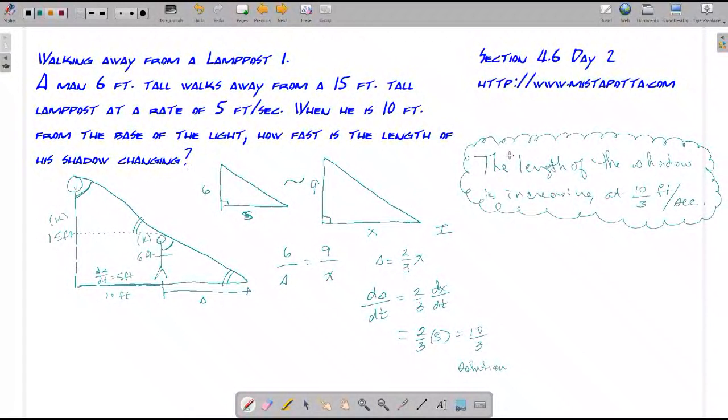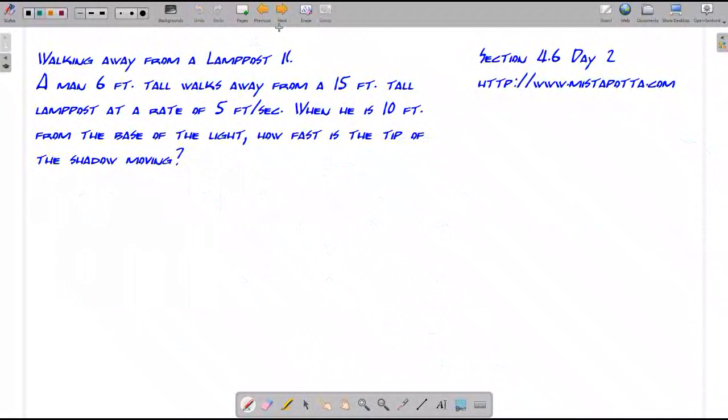Now, this is one way that the lamppost problem can be posed, but it's also seen another way. So this is walking away from a lamppost too. I've got the exact same situation. I have the 15-foot tall lamppost. I've got the 6-foot tall man. I've got the light coming from the lamppost, making a shadow on the ground.